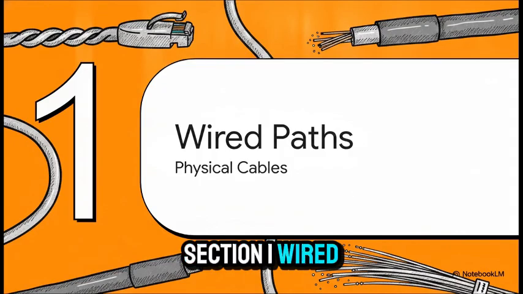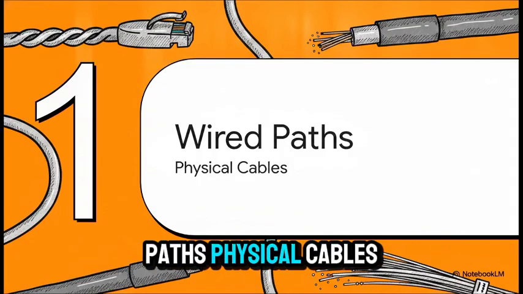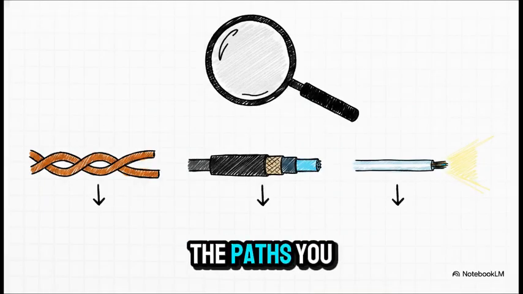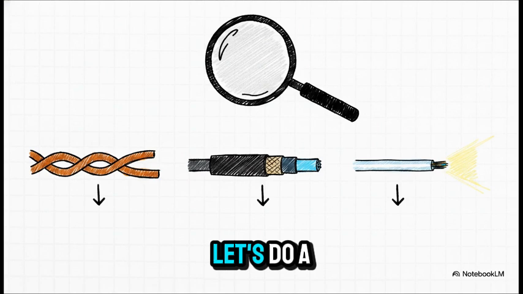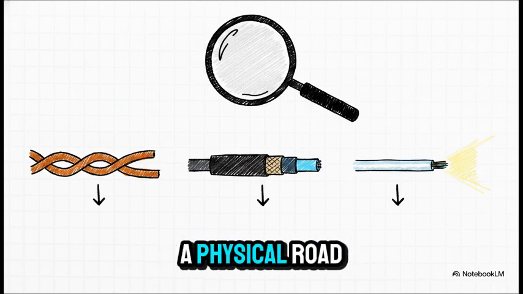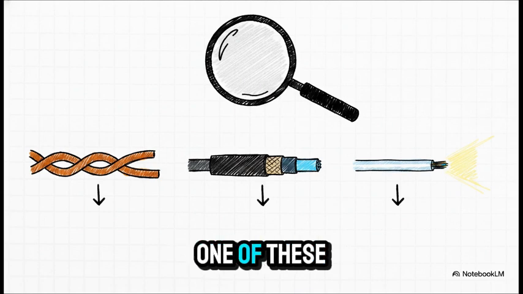Section 1. Wired paths. Physical cables. All right, first up on our tech road trip, let's look at the paths you can actually see. Let's do a quick roll call of our three main cable heroes. When data needs a physical road to travel on, it usually takes one of these three.